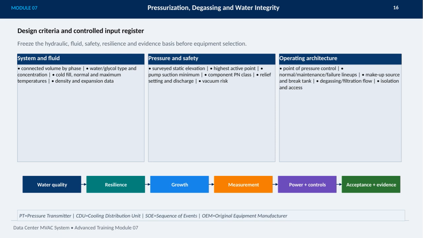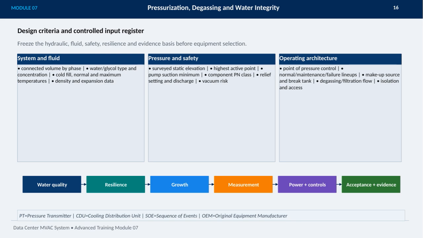Operating architecture must be clearly defined, including the points for pressure control, the different operational lineups spanning normal, maintenance, and failure conditions, and the makeup water source with its break tank. We also plan for degassing and filtration flow and ensure proper isolation and access for maintenance or emergency situations.